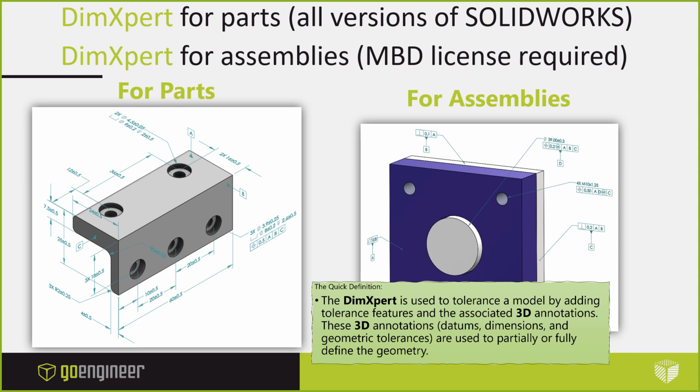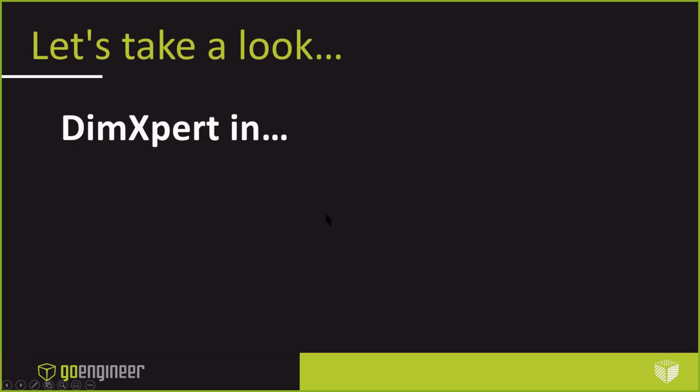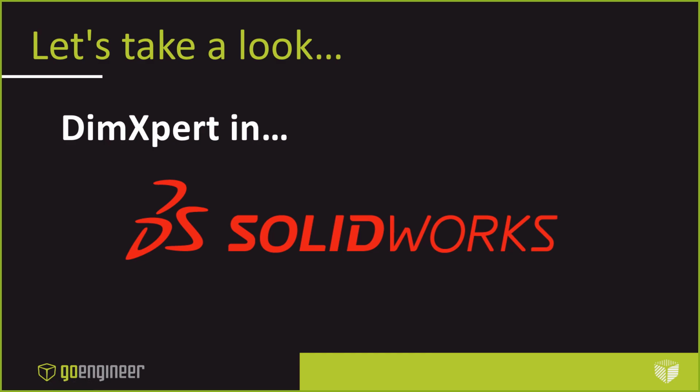This is a couple of examples of what you might see for DimXpert for parts and DimXpert for assemblies. You can see that we've got dimensions for location. We've got datums, that's the A, B, and C in the boxes there. And then we also have GD&T, geometric dimensioning and tolerancing, specifically the one down here at the bottom. Let's go and take a look at DimXpert in SOLIDWORKS.